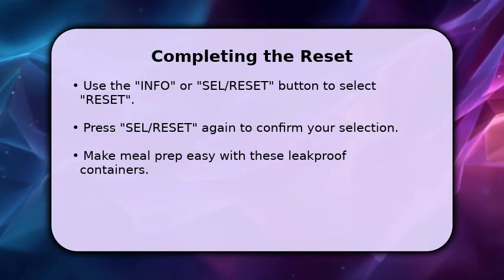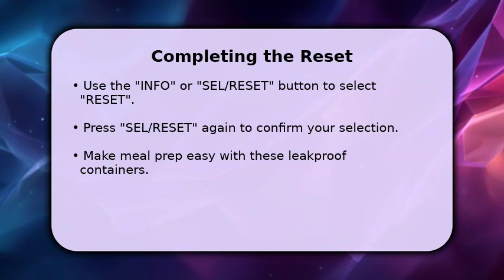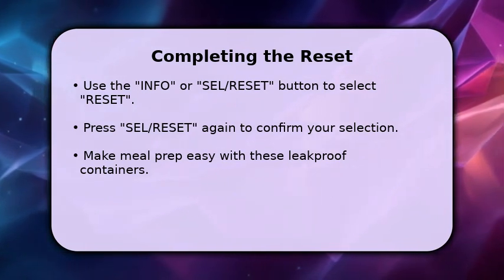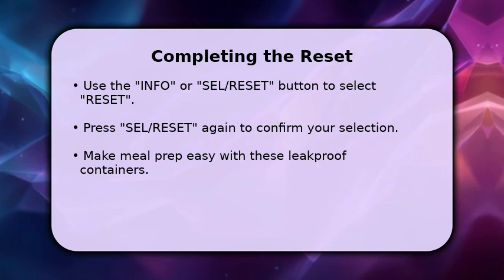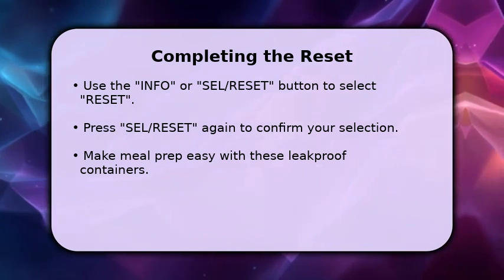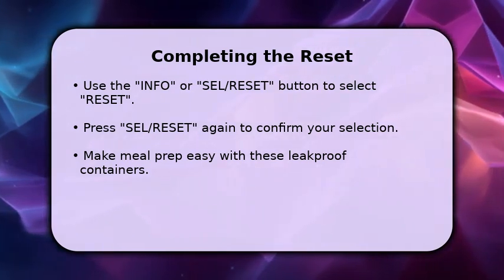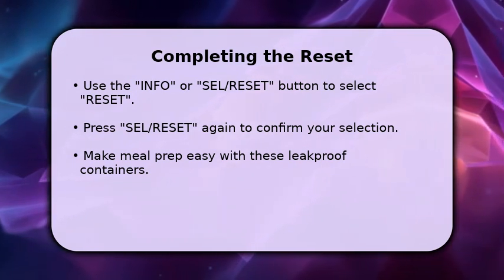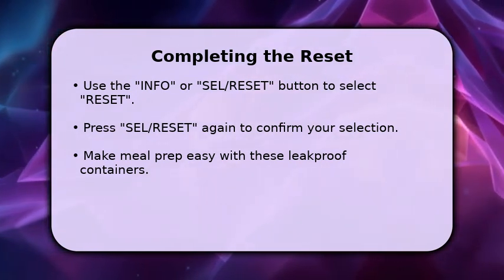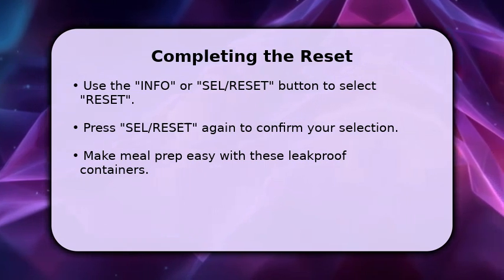To finalize the reset, use the info up or down buttons or sometimes the sell/reset button itself to highlight the reset option. Then, press the sell/reset button one more time to confirm your choice. Your oil life indicator should now display 100%, signifying a successful reset.